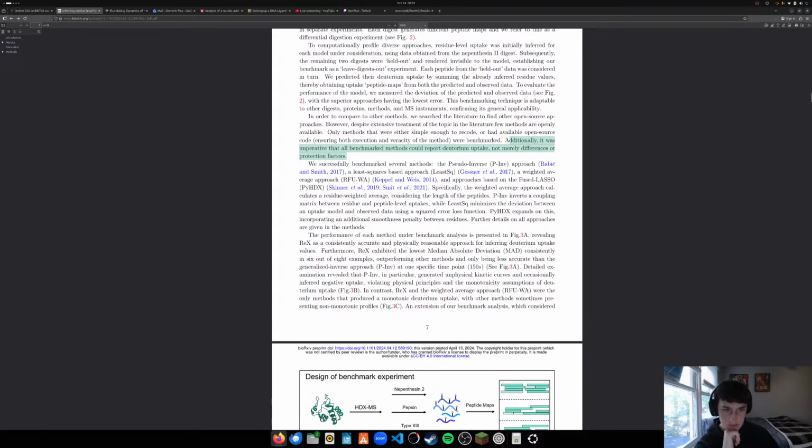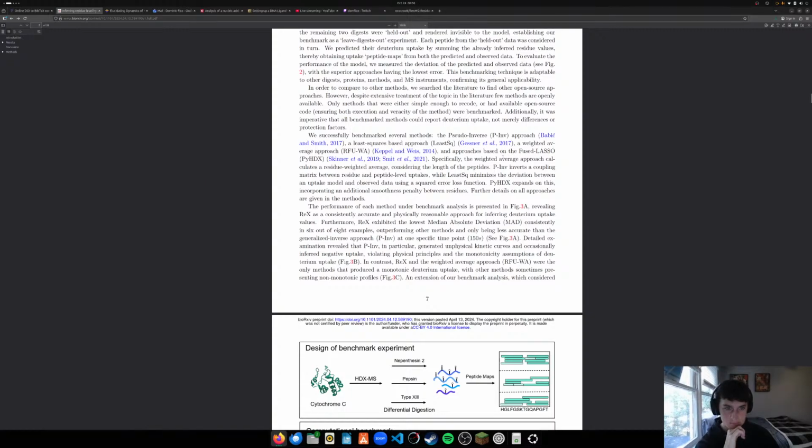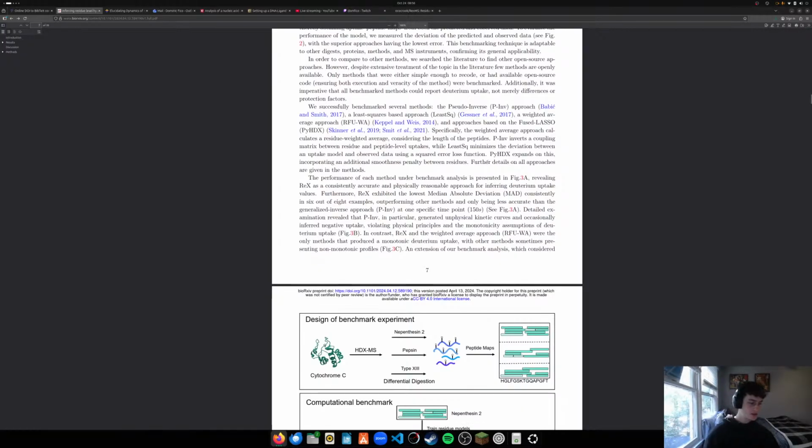Yeah. So they did a pseudo inverse approach, least squares approach, weighted average approach, and an approach based on fused lasso.